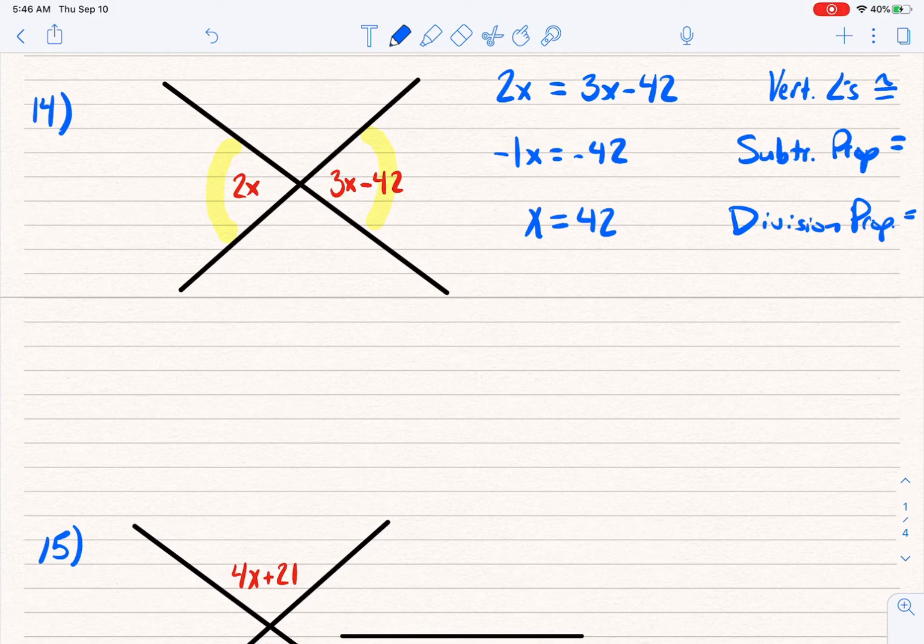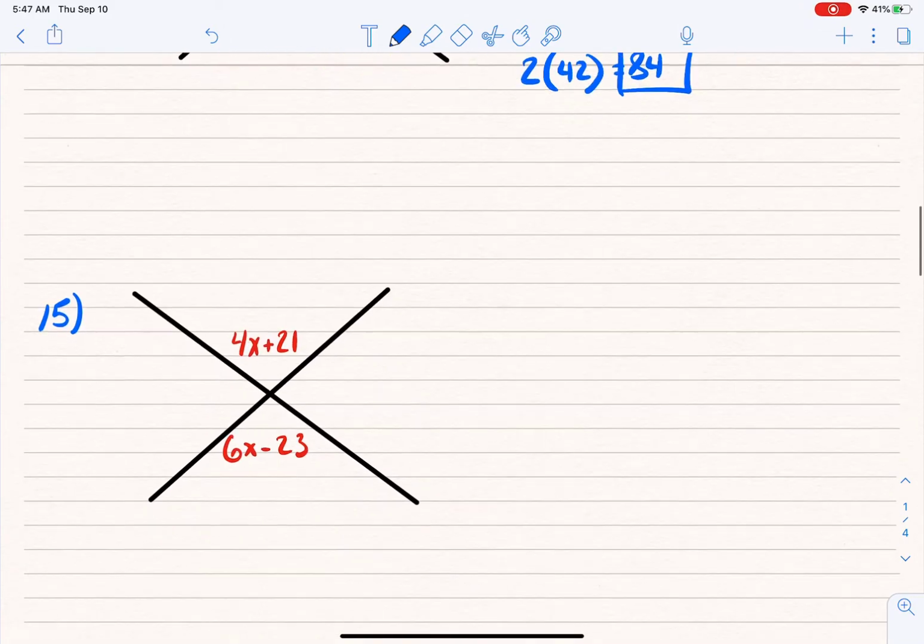So then if I take that value right there and plug it in for right there, then I would know that 2 times 42 is 84. And so therefore this angle is 84 degrees and this angle is 84 degrees. Okay?